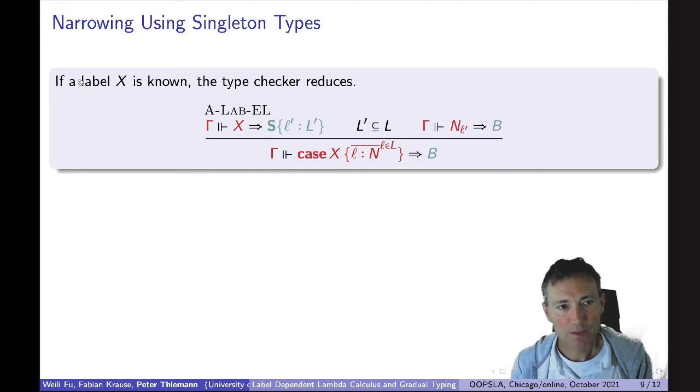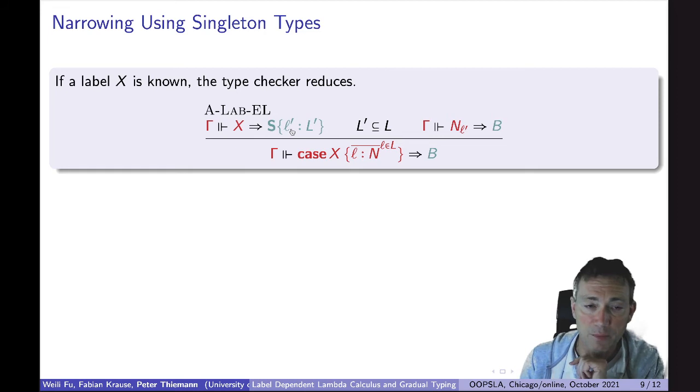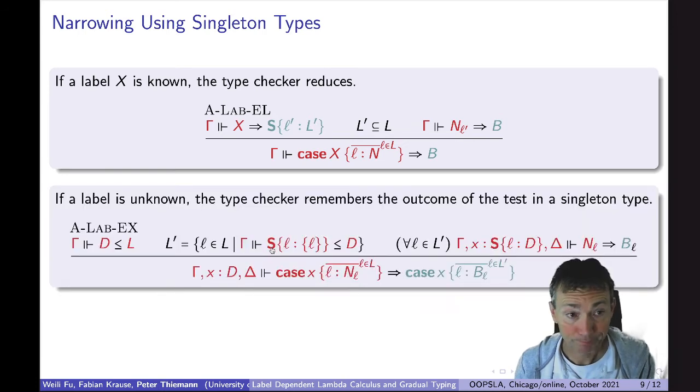So the first one is type checking of the case expression. Here the header of the case is some X, and we have been able to synthesize the type of X as a singleton type, which means we know the value of X at runtime is L prime. Well, if the label is known, then the type checker just performs the reduction. So it only checks one branch of the case, namely the one belonging to L prime.